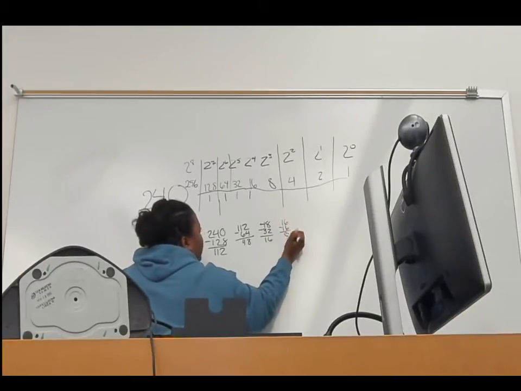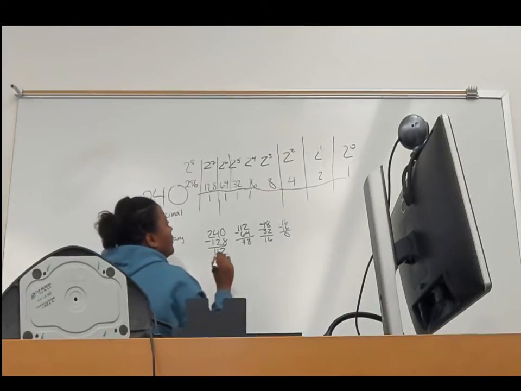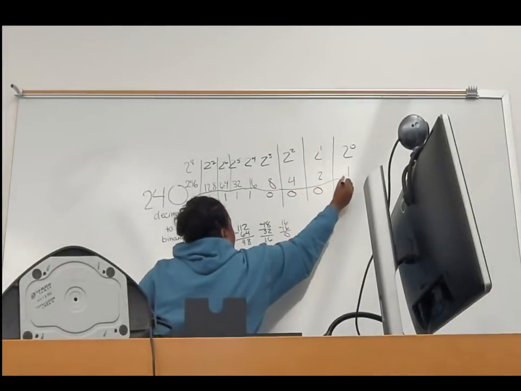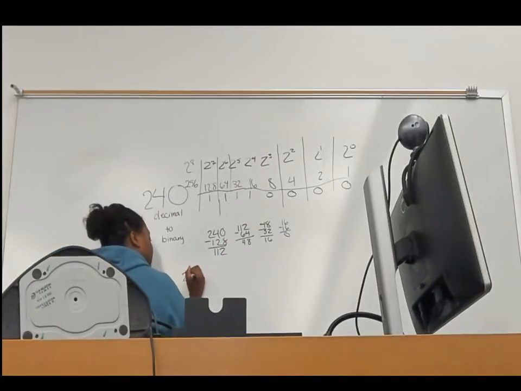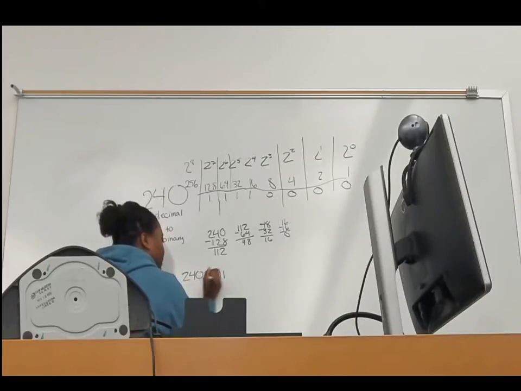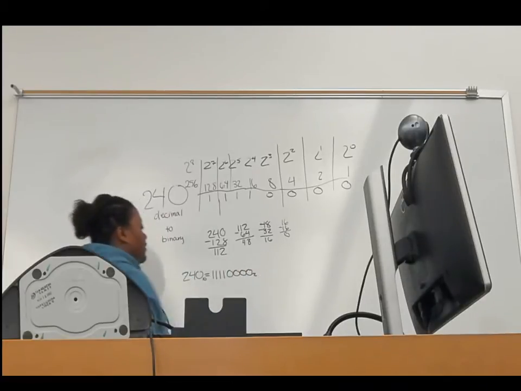Right? Now we have 0, but we only have 1, 1, 1, 1. But what do we need to do to make our number the correct number? Fill in the zeros. Fill in the zeros, right? 0, 0, 0, 0. Now rewrite that. 240 in base 10 is equal to what in base 2? Base 10 is equal to 1, 1, 1, 1, 0, 0, 0, 0 in base 2.